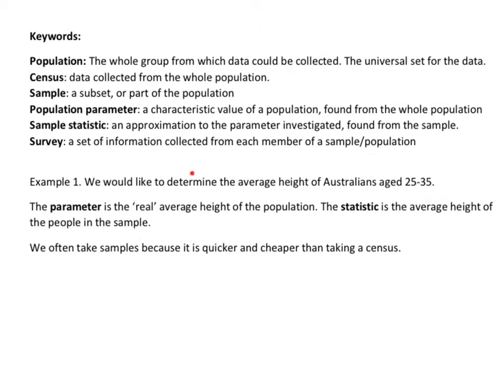For example, you might like to determine the real average height of Australians aged 25 to 35. The parameter is the real average height of the whole population. The statistic will be the average height of the people in the sample, which could change. We often take samples because census is usually very expensive and takes a lot of time. For example, we have a 10-yearly census that the Australian government takes of everybody. So that only happens once every 10 years because it costs so much money.